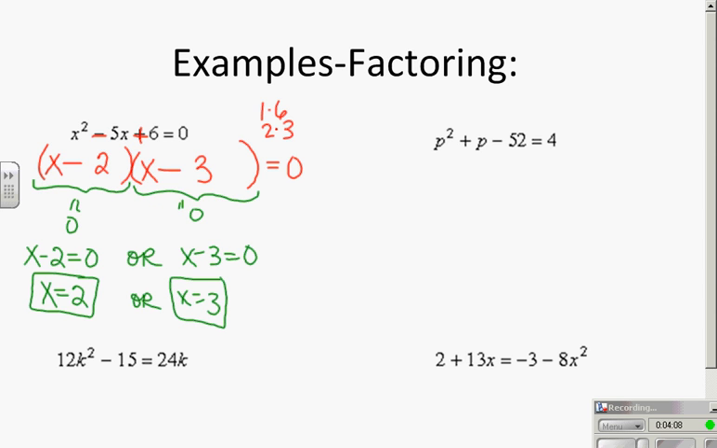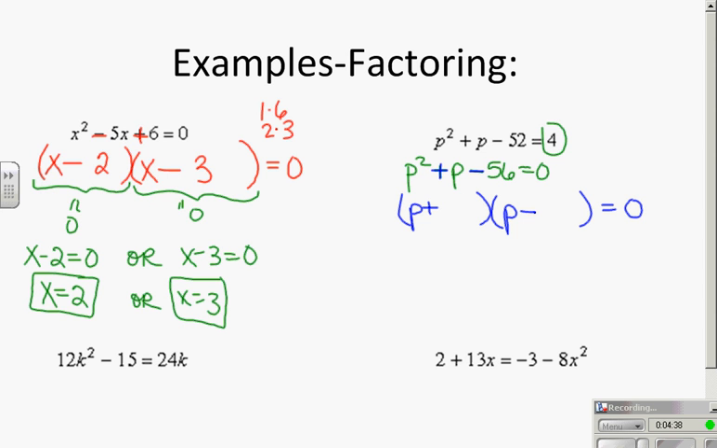Let's look at example number 2. p squared plus p minus 52 equals 4. Well, it's not equal to 0, so I need to make it. So I'm going to subtract 4 from both sides. So I have p squared plus p minus 56 equals 0. That's my first step. Now I have something that's factorable. So I have parenthesis, parenthesis, equals 0. I have plus minus, so I have one of each.